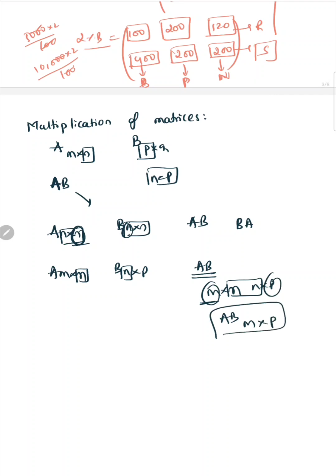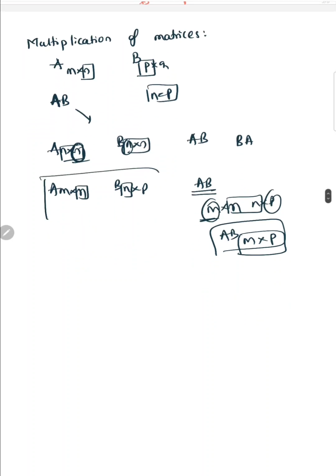So this is how we can perform multiplication of two matrices, and what will be the order of the product. Suppose A is an m by n matrix and B is an n by p matrix, then A into B is defined because the number of columns of the first matrix is equal to the number of rows of the second matrix. This is of order m by p.